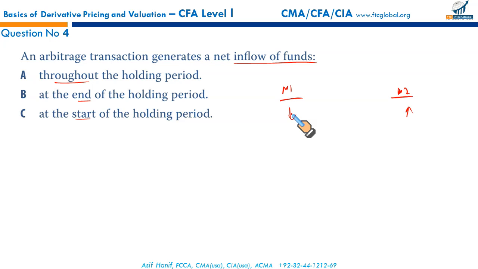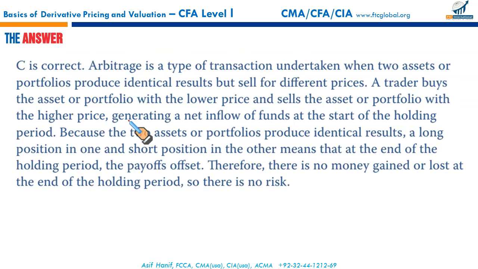To the contrary, if you have two assets or portfolios that produce identical results, so you have a long position in one and a short position in the other, that means that at the end of the holding period, the payoffs offset. So basically there is no money gained or lost at the end of the holding period. So there is no risk. So the right option is at the start of the holding period. That makes C the correct option.